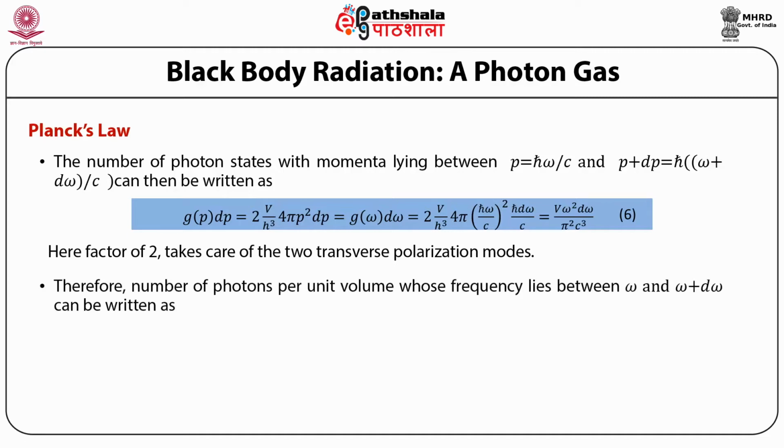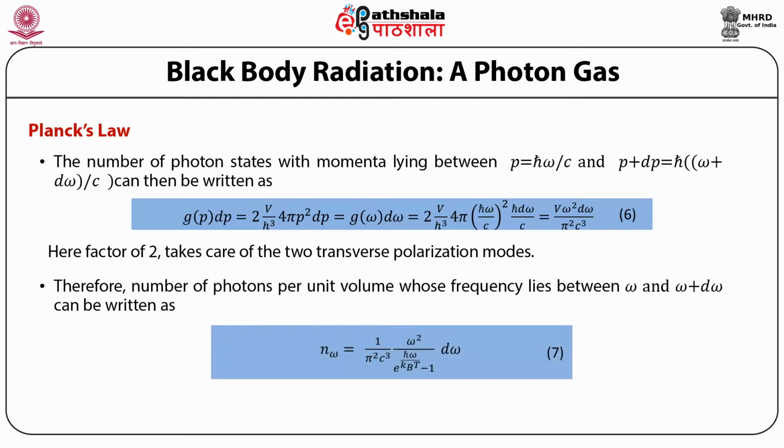Therefore, the number of photons per unit volume whose frequency lies between omega and omega plus d omega can be written as n(omega) is equal to 1 upon pi square c cube multiplied by omega square upon e raised to power h bar omega by kBT minus 1, multiplied by d omega.